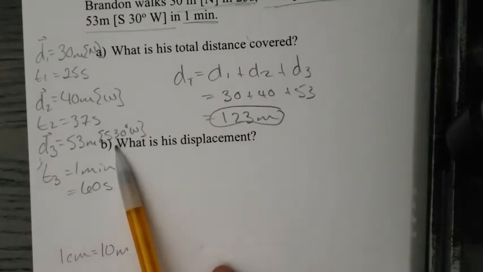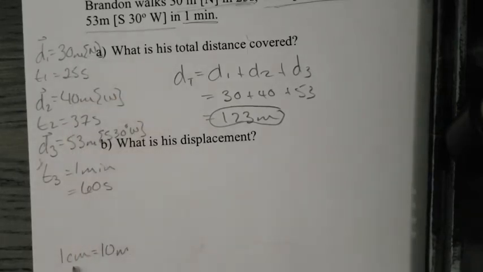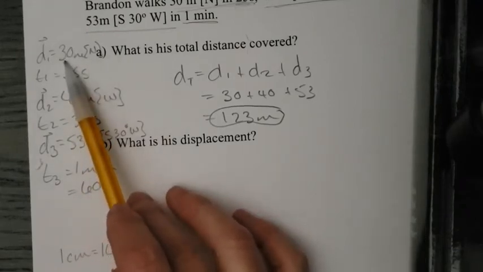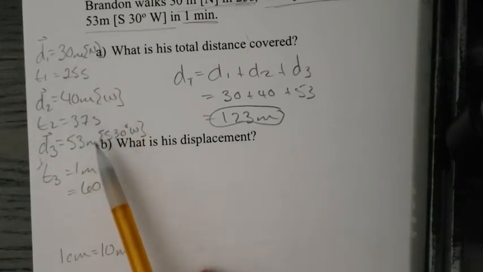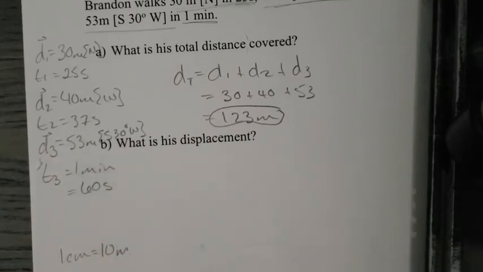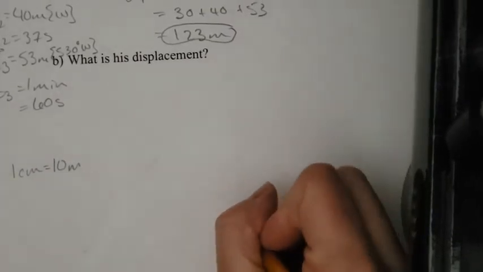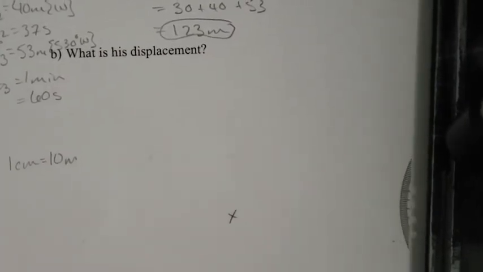First thing we need is a scale. And if I have 30, 40, 53, I'm going to pick 1 centimeter is equal to 10 meters. 10 is a really easy number because that would just be 3. That one would be 4. That one would be 5.3. Our next thing we need is a starting point. So all you have to do is put an X someplace. So let's say there's my X.